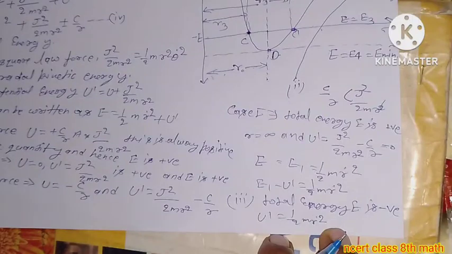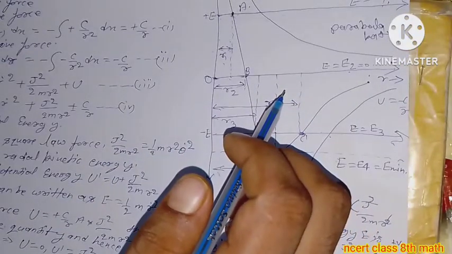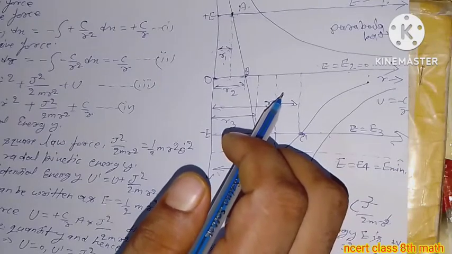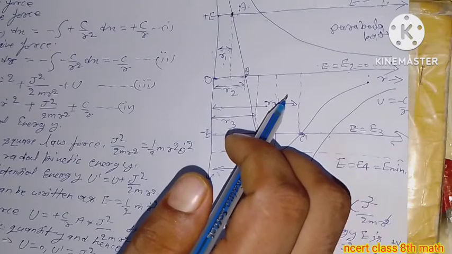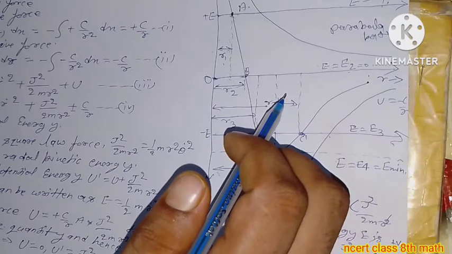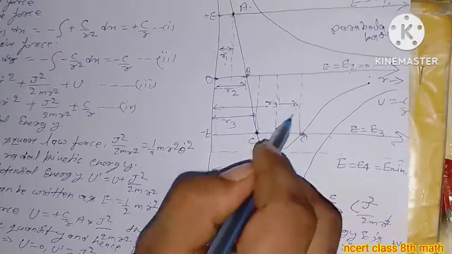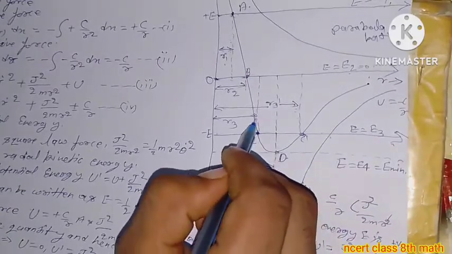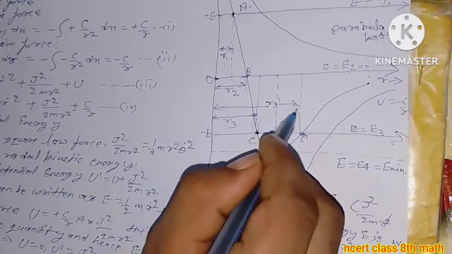The radial kinetic energy is positive in the region where R is less than R3 and R is greater than R3 dash... Then R varying from R3 to R3 dash is allowed, while the other regions are forbidden, and the motion of the particle is bounded in the region R3 to R3 dash.